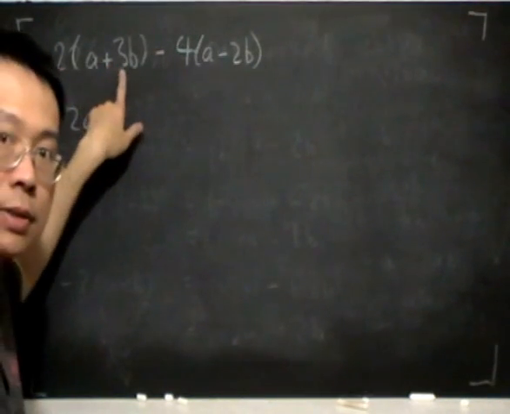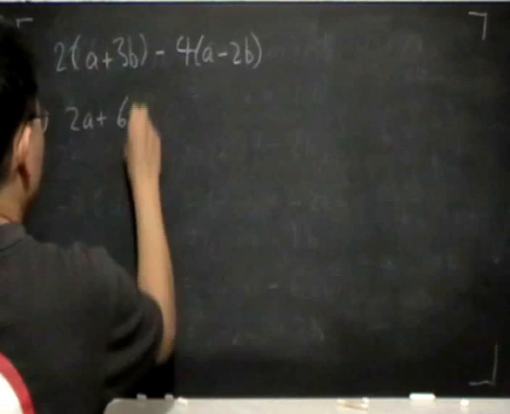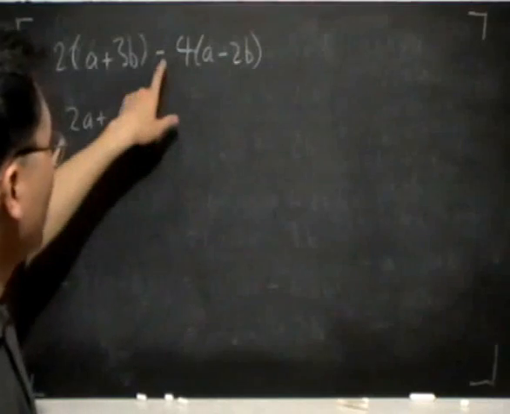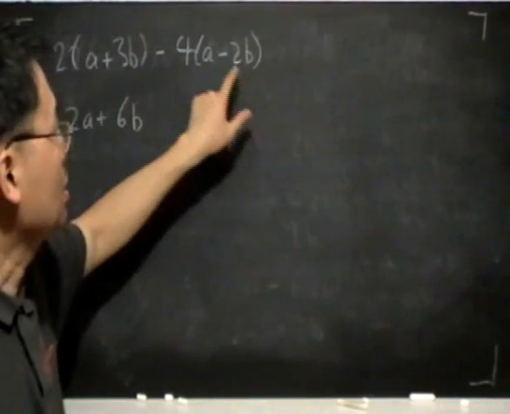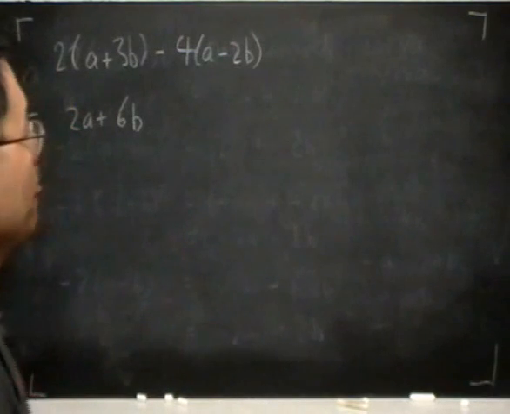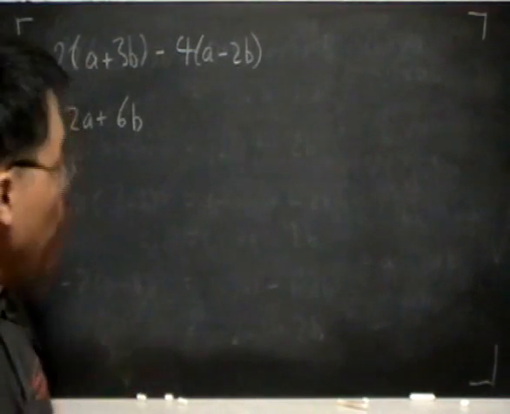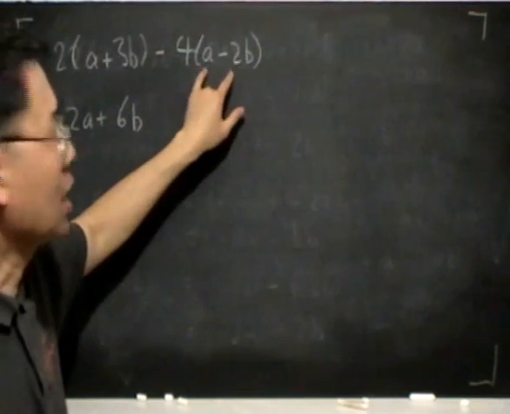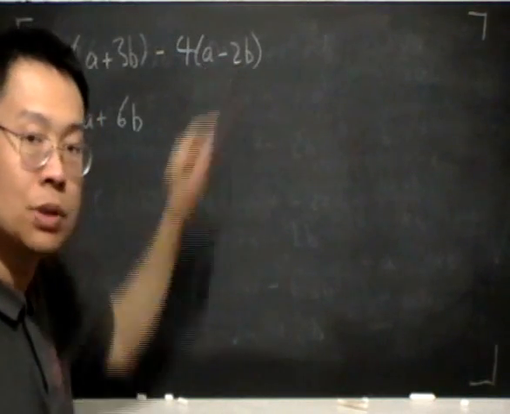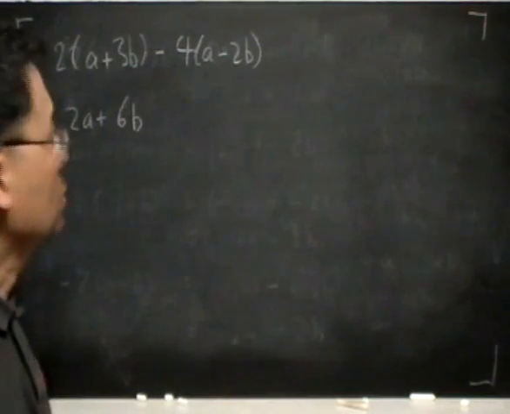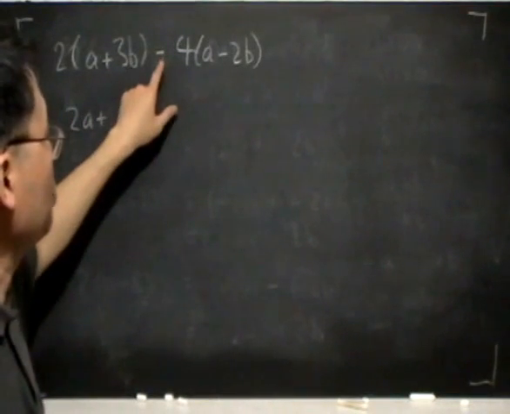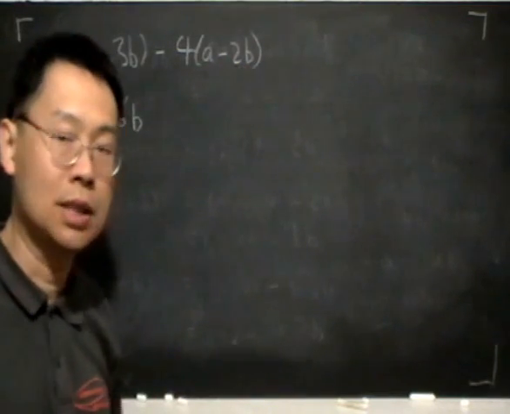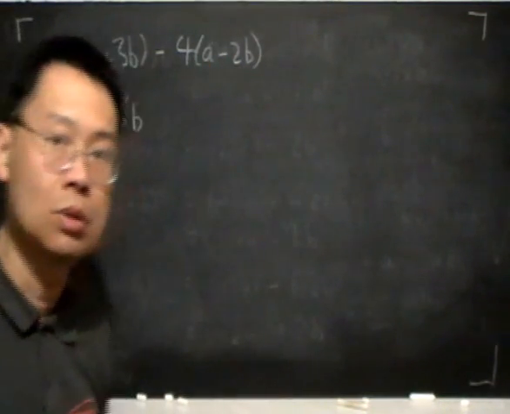Now 2 times 3 is 6. I can write down 6b. Next comes the tricky bit. I have a minus sign outside the bracket and I even have a minus sign inside the bracket. So remember, when you have a minus sign outside the bracket, then when you remove the bracket, the signs of the terms inside the bracket change. That's basically because you're really multiplying the minus sign outside the bracket by each term in the bracket. That's why the sign of each term in the bracket changes.